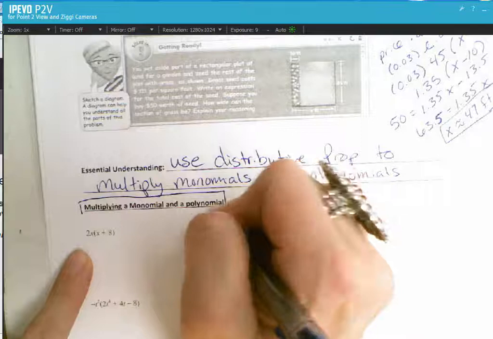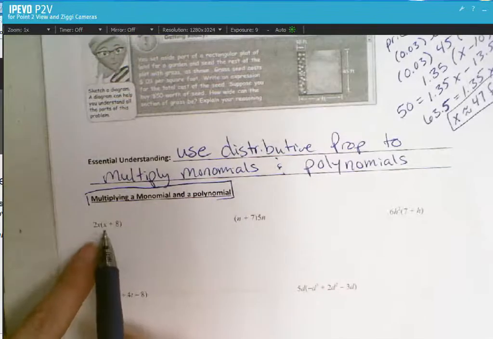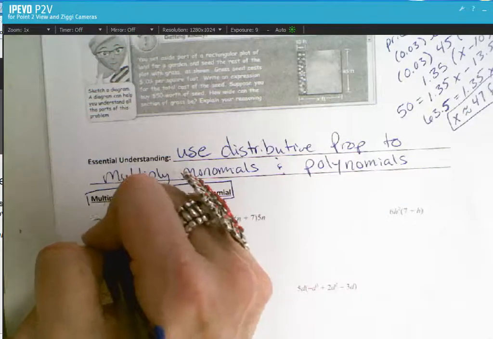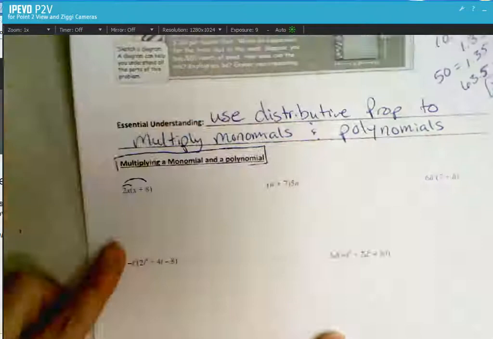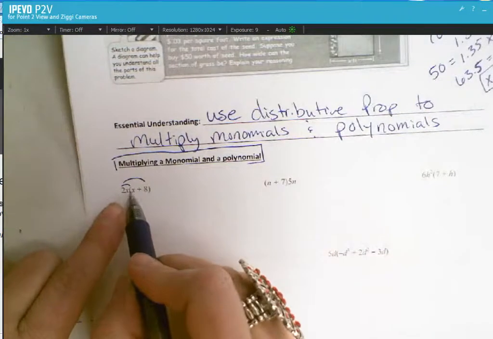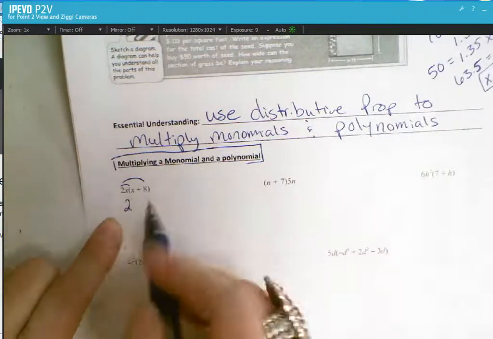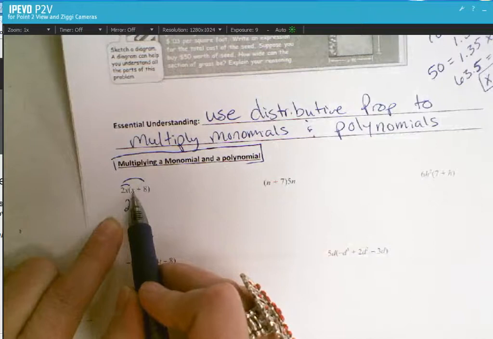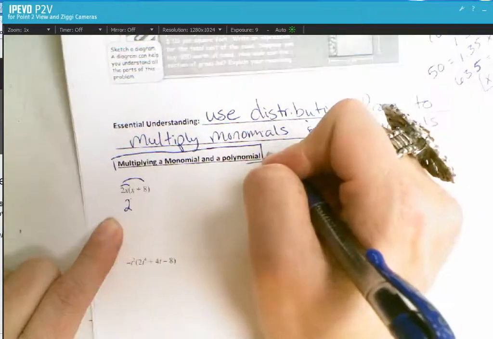Let's start with some examples. So we have 2x times the quantity x plus 8. We've been doing this all semester already since the beginning of the year. We know that 2 times 1 is 2. X times x. Let's make a note.